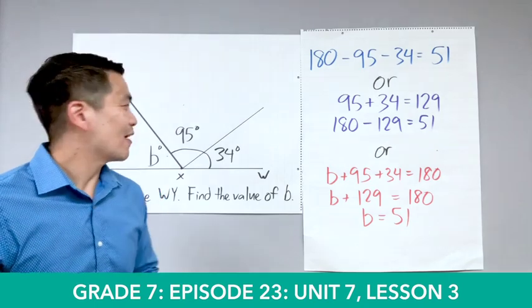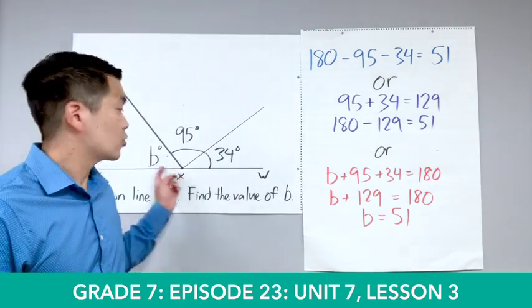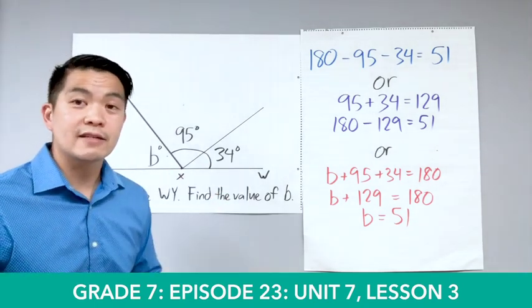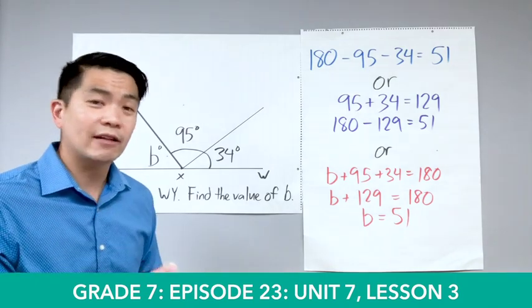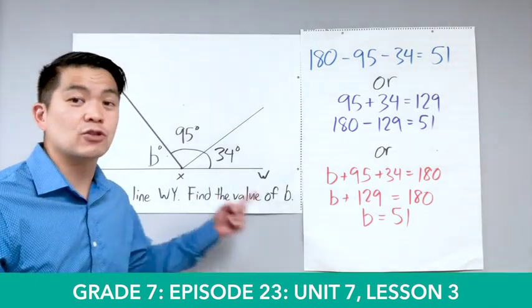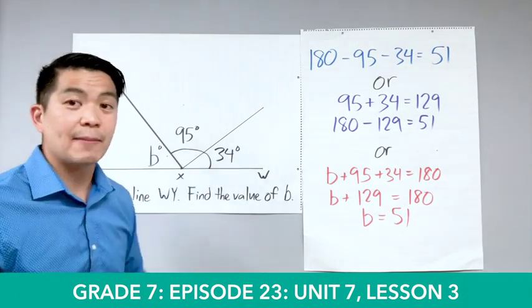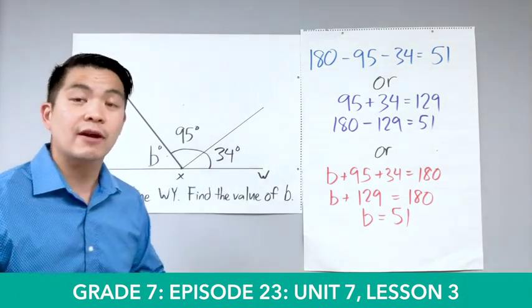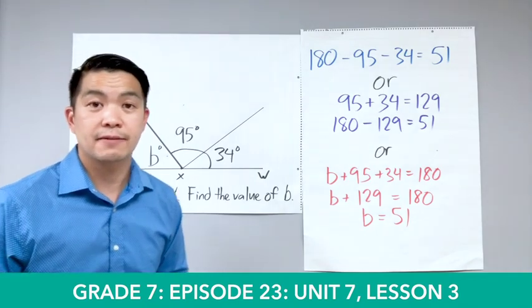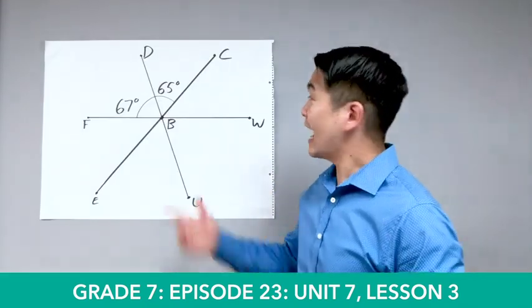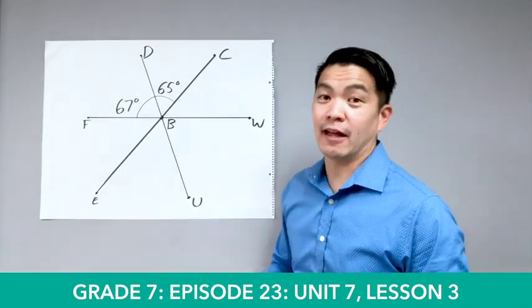The big idea to take away from this activity is that a straight angle measures 180 degrees, and it's not just always two angles that add together and make that straight angle. In this case, we had three different angles that made that straight angle, and when joined together, added up to 180 degrees. Here's another example of angles that add up to form a straight line.